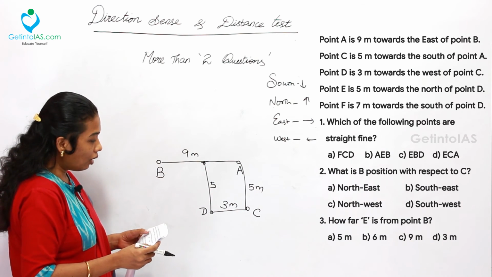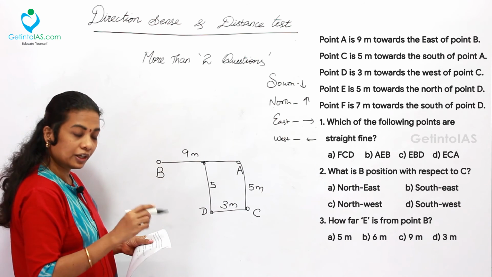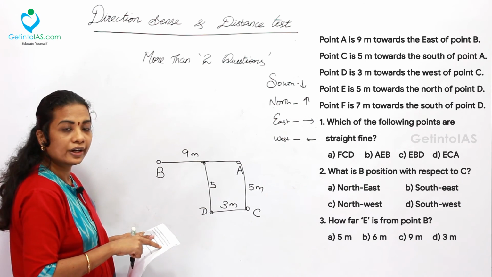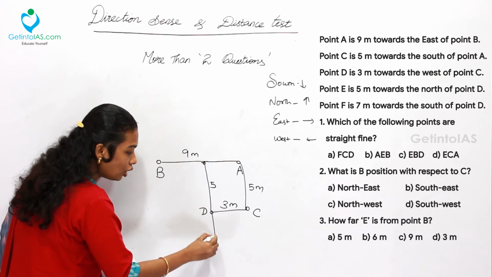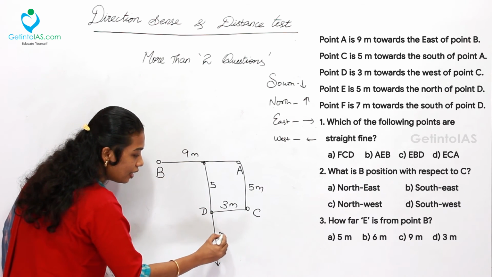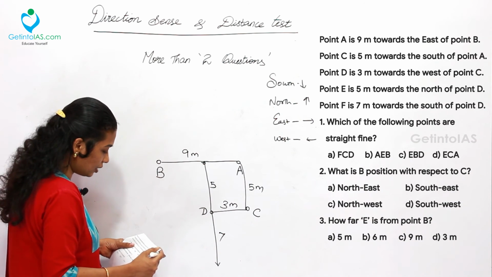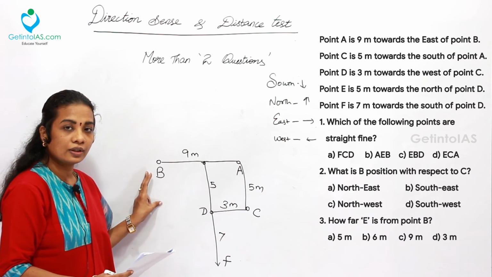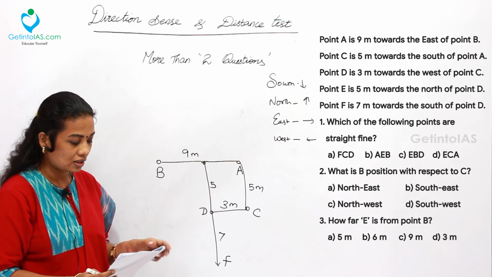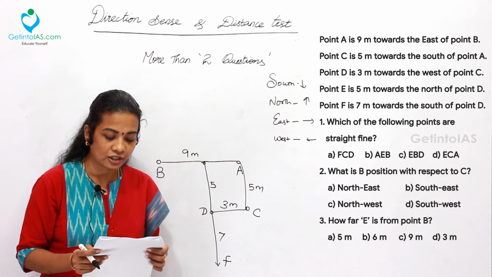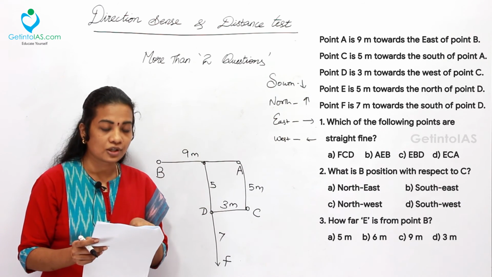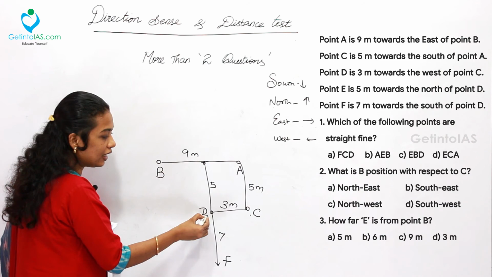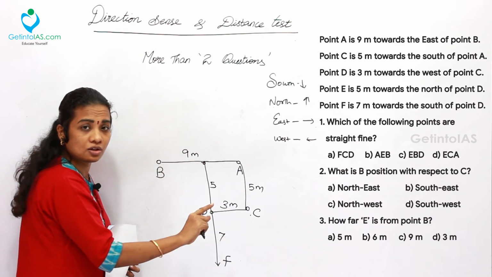Then the next thing, one more point F is there, 7 meter towards the south of point D. So from D, the down line is there. With the 7 meter distance, point F is located. I have drawn the diagram. Now the first question is asking which of the following points are in a straight line. Your options are F, C, D. Look at F, C here, D here. They are L shaped, not in a straight line.